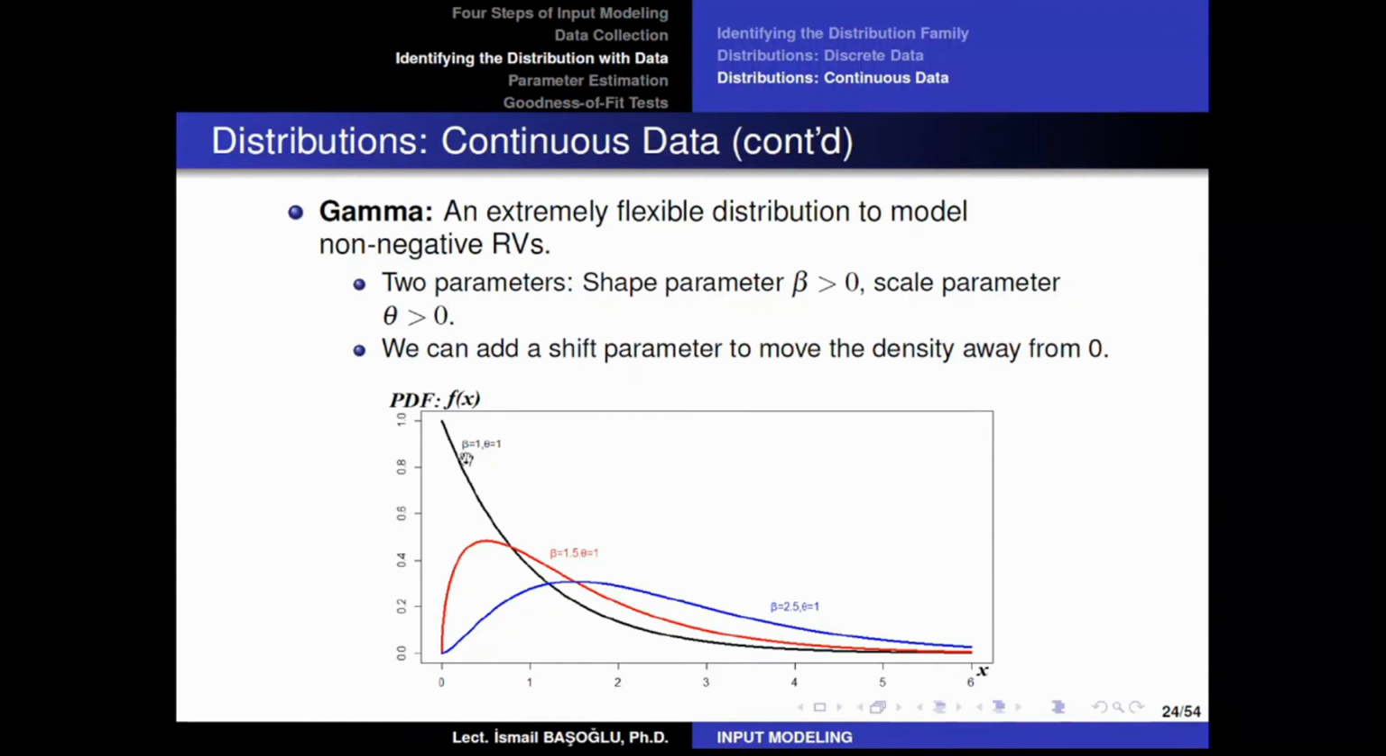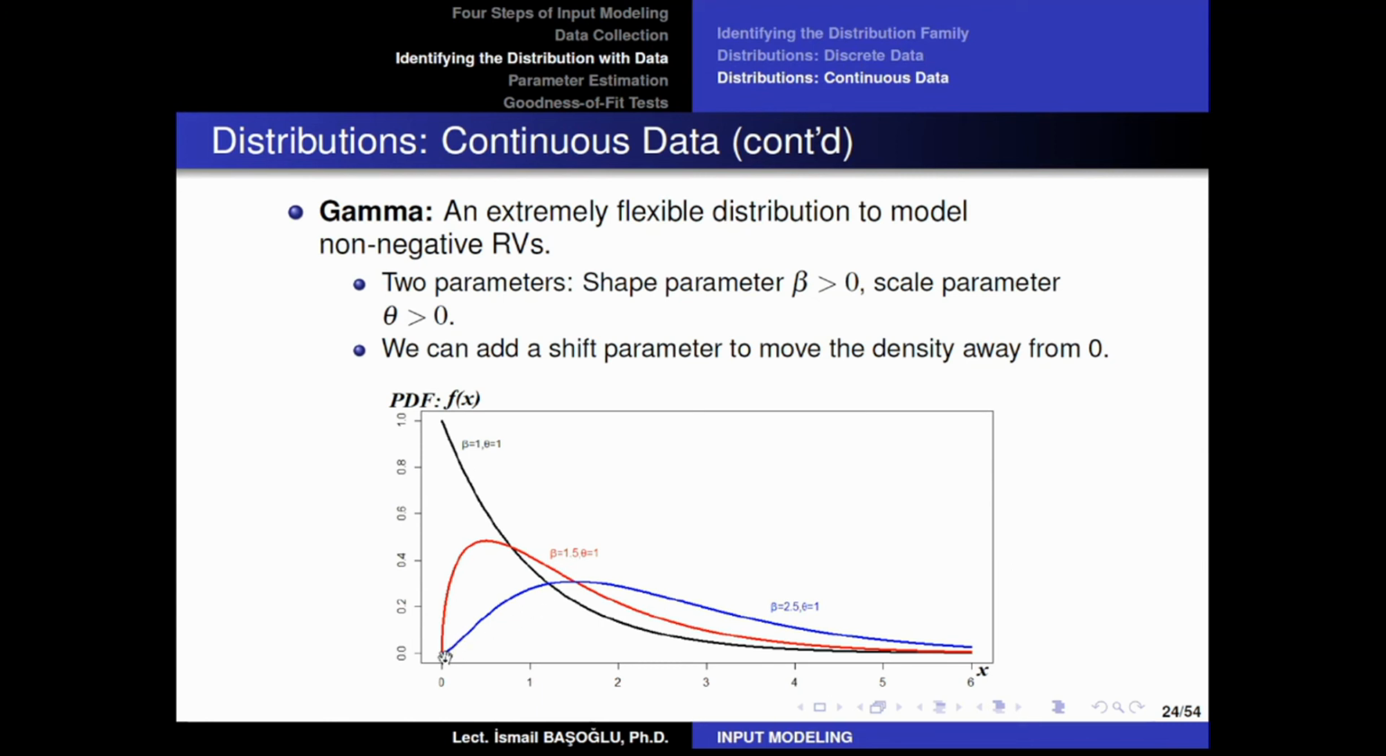And you see, when the shape parameter and the scale parameter are equal to 1, you get this black line as the PDF. Which probability density function does it look like? It looks like the exponential distribution, right? Because the exponential distribution is actually a special case of the gamma distribution. When the shape and scale parameters of the gamma distribution are equal to 1, it becomes exactly an exponential random variable.